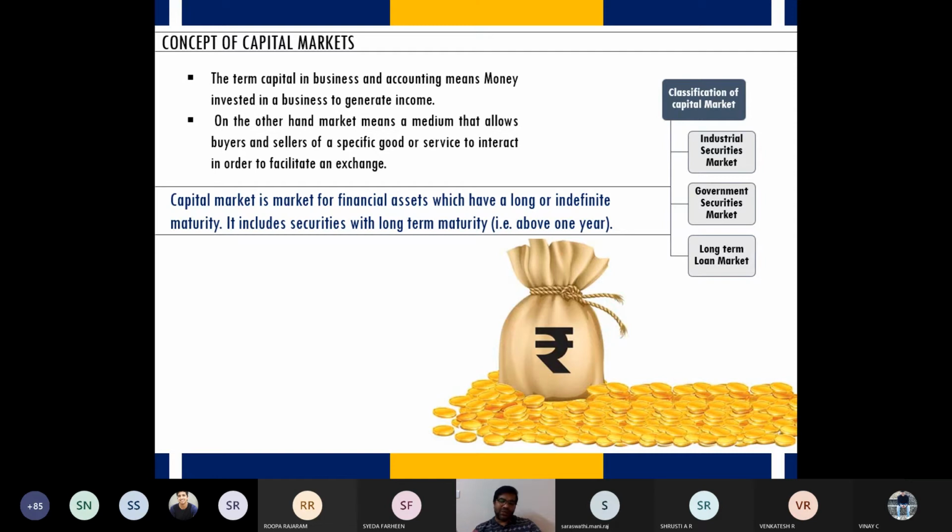Now this so-called capital market has been classified into three categories, and don't get confused and carried away. These are just the terms given for the transaction. Suppose a company is borrowing from the capital market, it is called the industrial securities market. Suppose the government is borrowing from the capital market, it is called the government securities market, right?